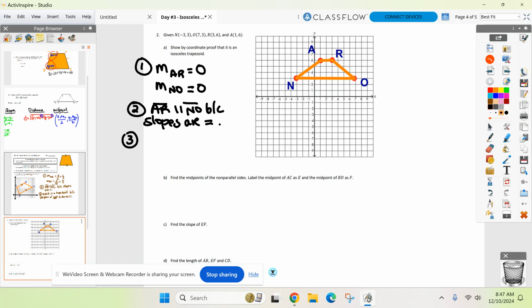Similar to the first problem, now we know NORA is a trapezoid. Because, and again, use your work from above. Don't make up something brand new. Look up above and tell me what you did. Because one pair of opposite sides are parallel. That's all you need for a trapezoid.